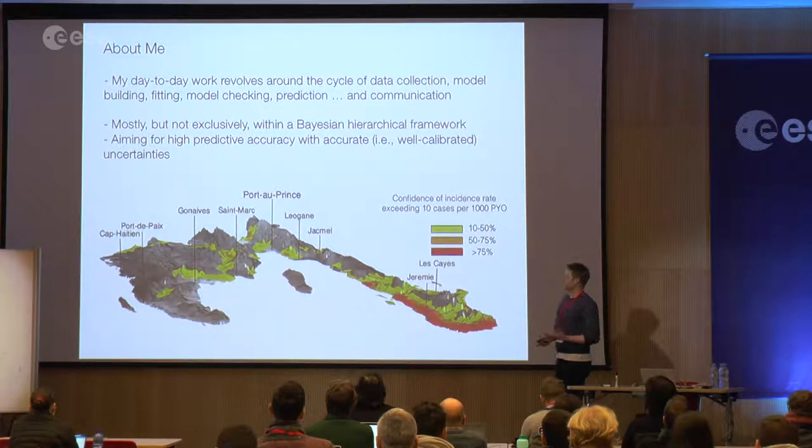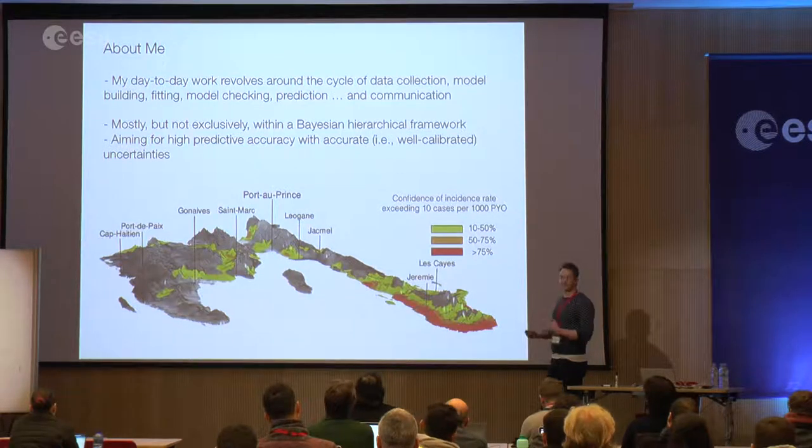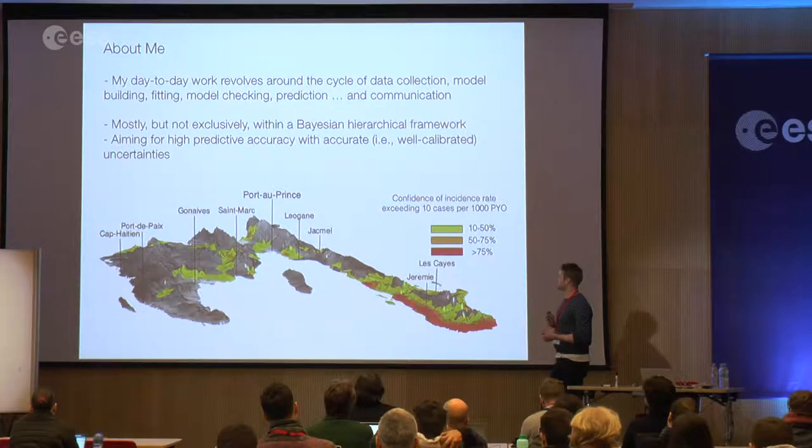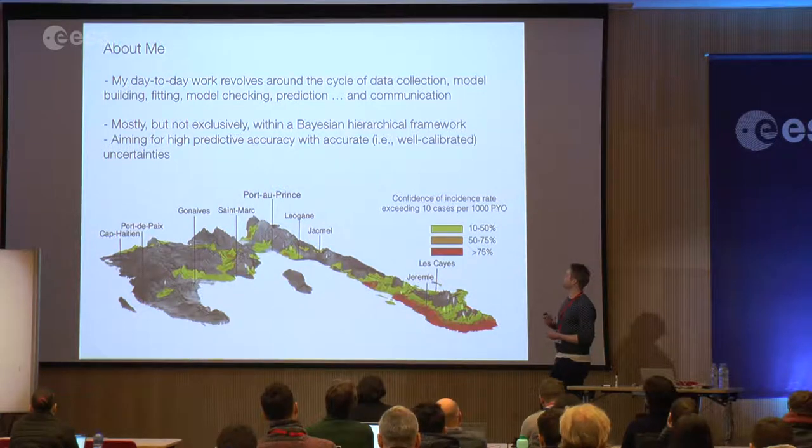So mostly, but not exclusively, we're working within a Bayesian hierarchical framework, which Brendan and Corin both used in their presentations. And within that framework, we're aiming for a high predictive accuracy as far as something like the mean squared error of our predictions, but we're doing it in a statistical sense rather than perhaps the purely machine learning approach, in the sense that we really want to have well calibrated uncertainties, and so that would be the two things we aim for in our work.